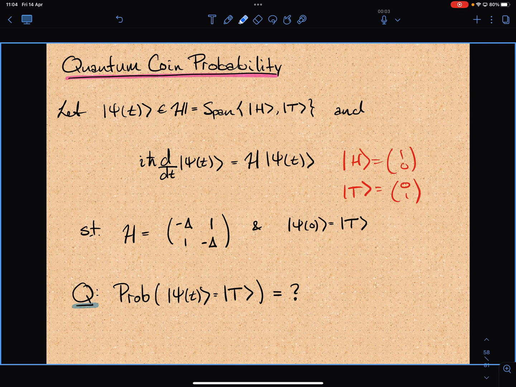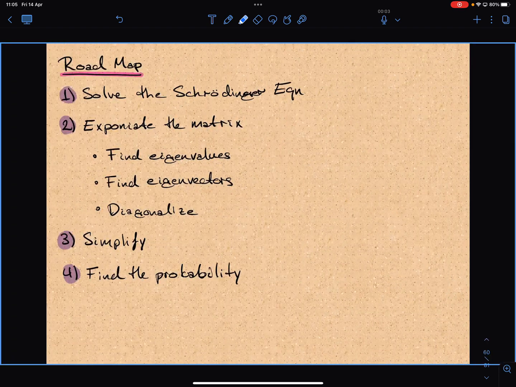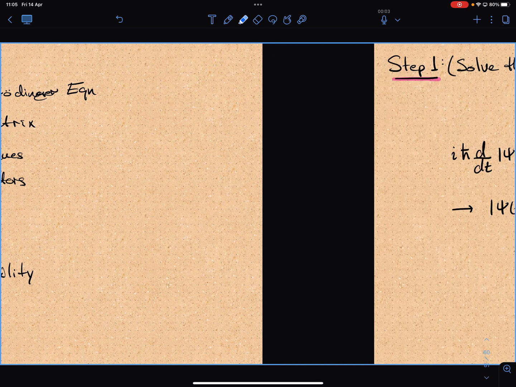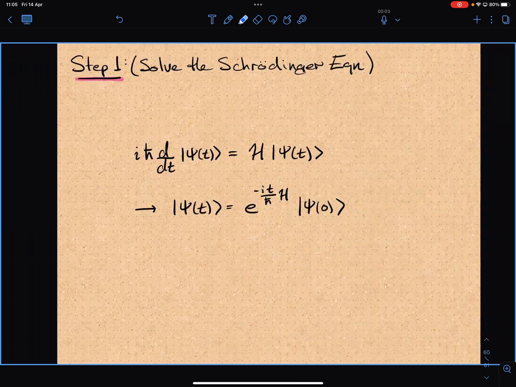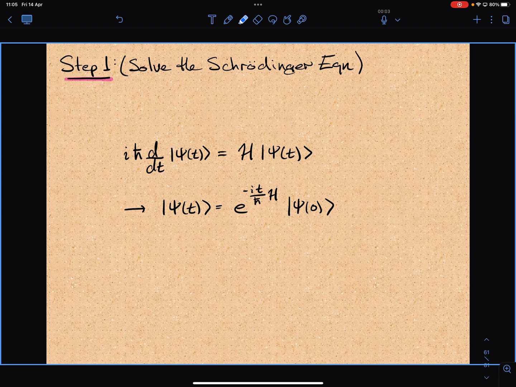So the roadmap that I gave you was: solve the Schrodinger equation, exponentiate the matrix using these 3 steps, simplify, and find the probability. I'll just take you through the steps. Hopefully this looks familiar to you, and we can go through it fairly quickly, but at any point if there are any questions, please let me know.